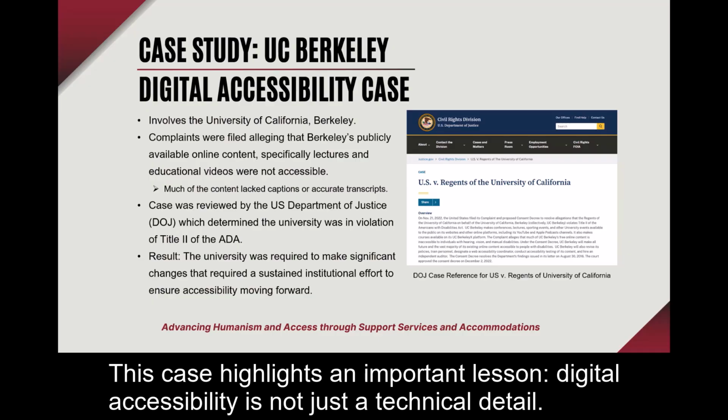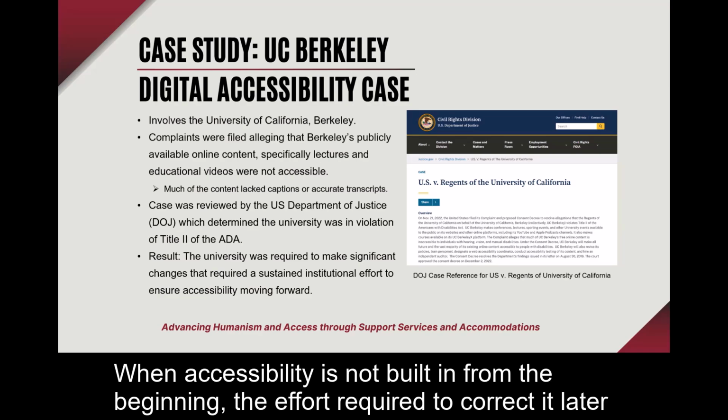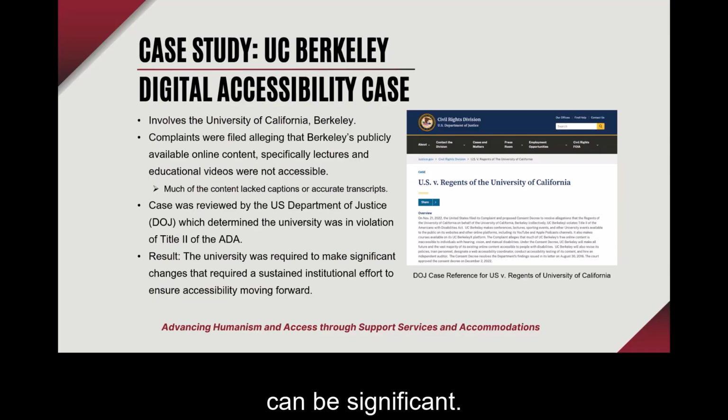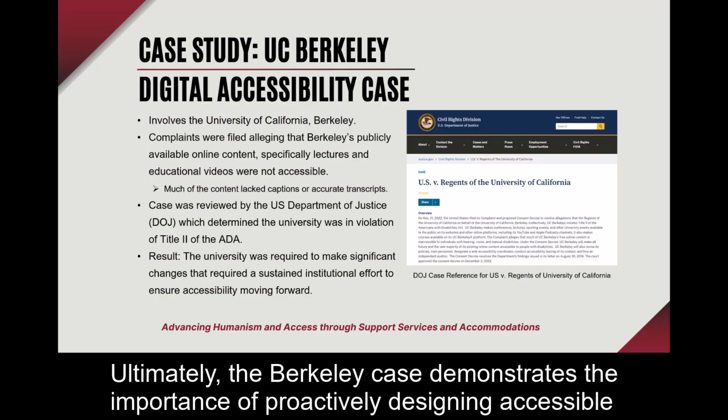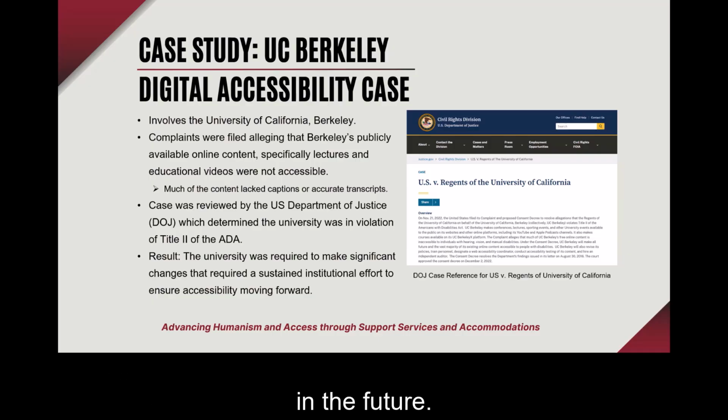This case highlights an important lesson. Digital accessibility is not just a technical detail. It is a legal requirement and an institutional responsibility. When accessibility is not built in from the beginning, the effort required to correct it later can be significant. Ultimately, the Berkeley case demonstrates the importance of proactively designing accessible content to ensure equal access for all users and avoid large-scale remediation efforts in the future.